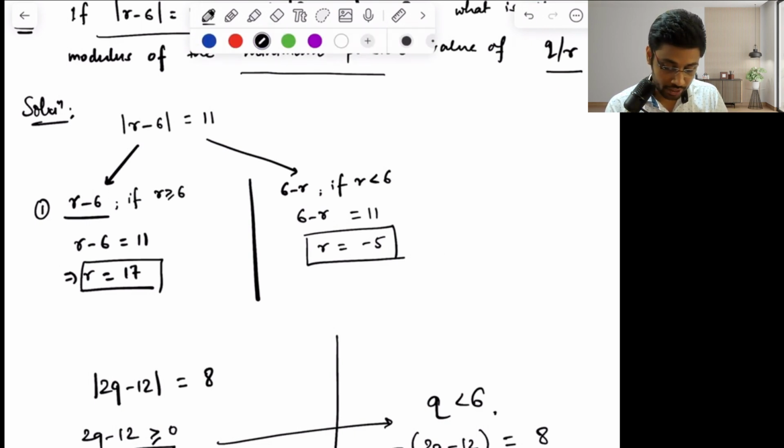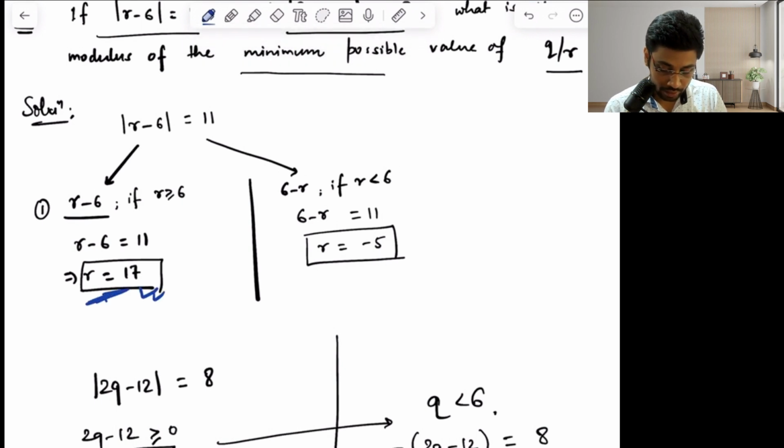So the first check over here, we found r is equal to 17, and our assumption was r is greater than or equal to 6. So this is true. R is less than 6. Here we obtain minus 5.